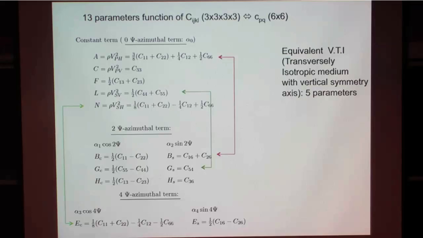For the vertical anisotropy, in that case, you have no azimuthal variation. It is a case where you have a transversely isotropic medium with vertical symmetry axis. So if you have anisotropy that isn't in a vertical direction? Yes, you need only 5 parameters.